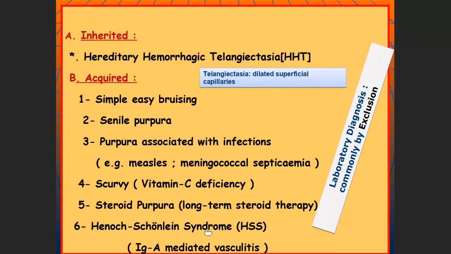This syndrome is immune-mediated. It is an IgA-mediated vasculitis, inflammation of the vessel wall. Okay? An immune type of purpura seen in childhood. It is IgA-mediated inflammation of blood vessels, vasculitis.